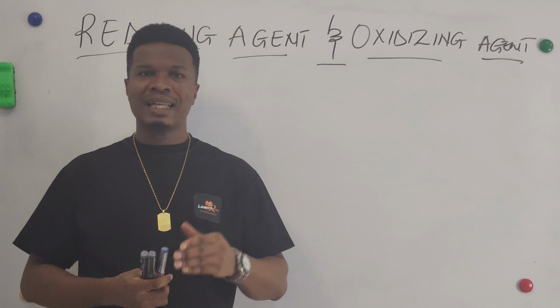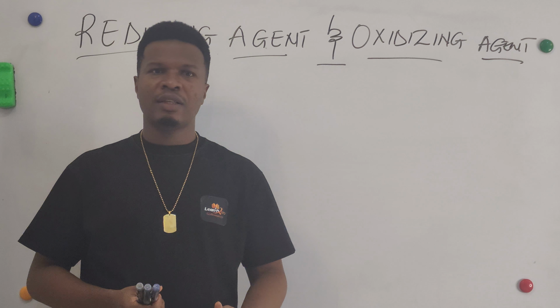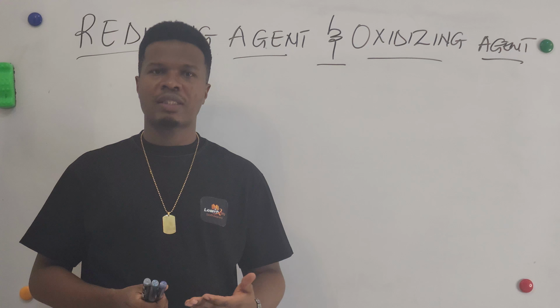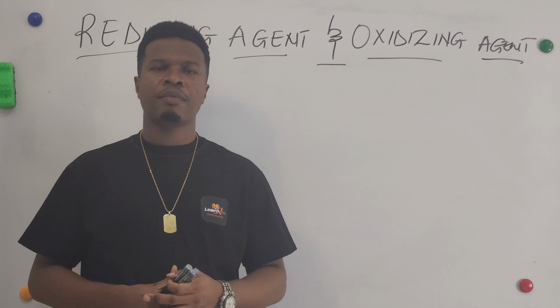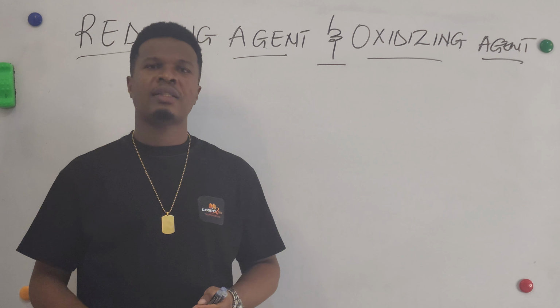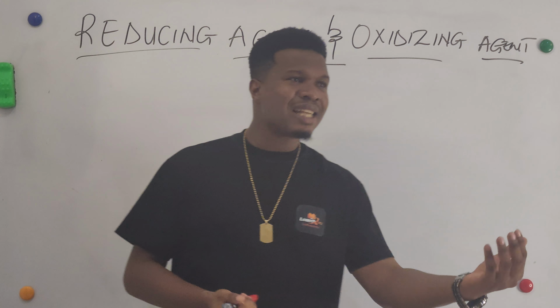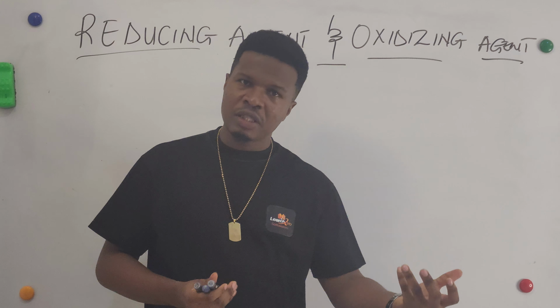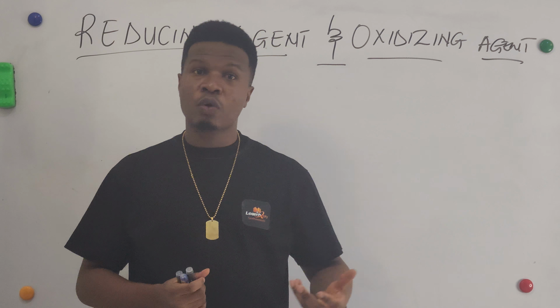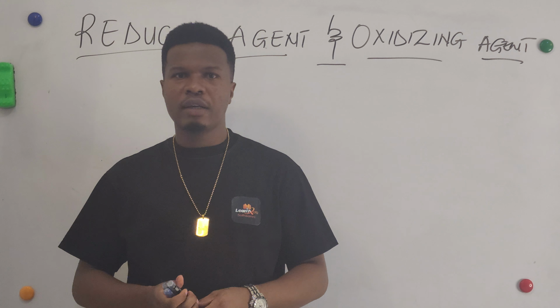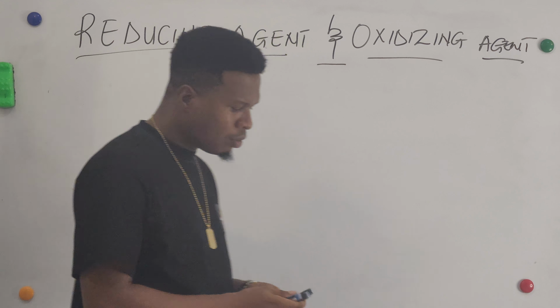And the moment the electron has been donated, that one becomes what? Oxidized. Okay? The reducing agent becomes what? Oxidized. On the other hand, the oxidizing agent is the one that accepts electrons from the what? Reducing agent. And it becomes what? Reduced. Okay? So for example, let's look at this equation.